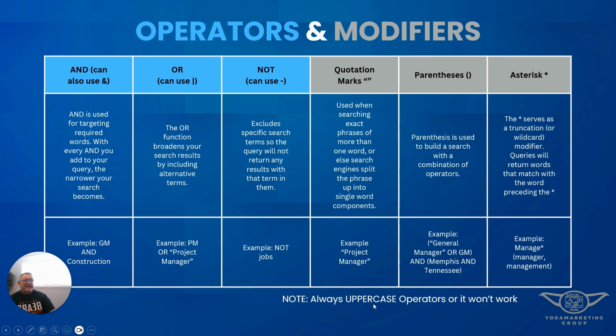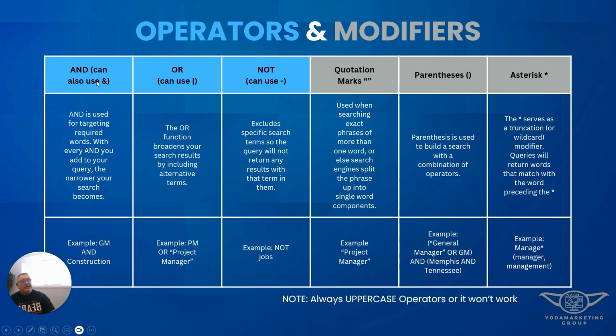You can screenshot this and keep it for future reference if you want, but this tells you what those are. So AND is when you want to have both. GM AND construction is the example that we used here. And then OR means either or. It's that simple. So PM OR project manager, or GM OR general manager. And then the word NOT.